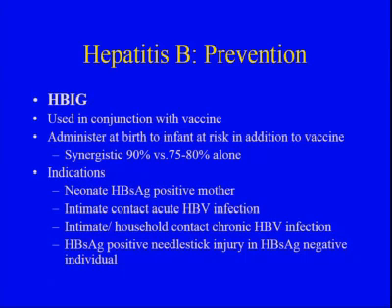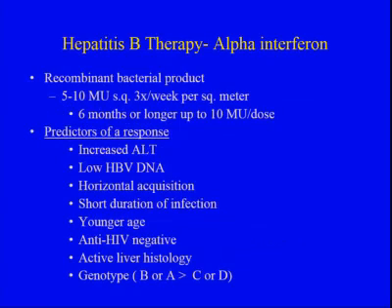Immunoglobulin is given only in conjunction with vaccine. It has a synergistic effect, which means it works better in combination than with vaccine alone. So it's about 90% effective, and the indications are as indicated.